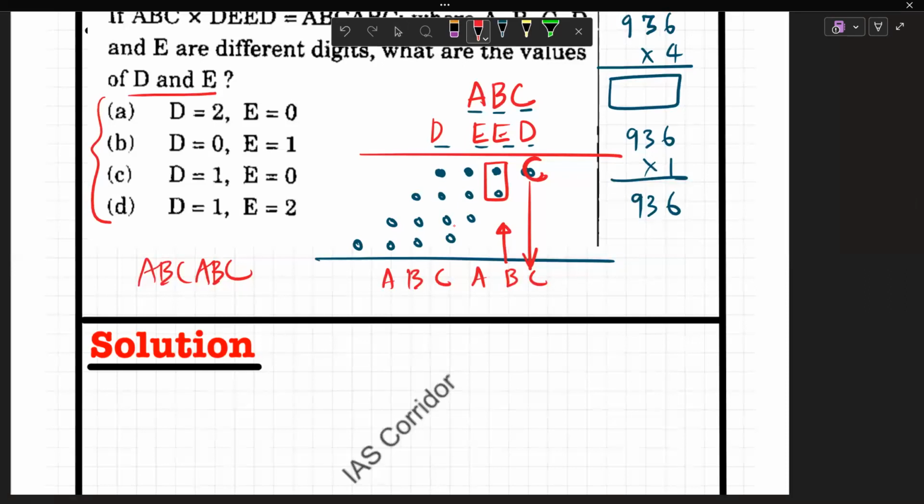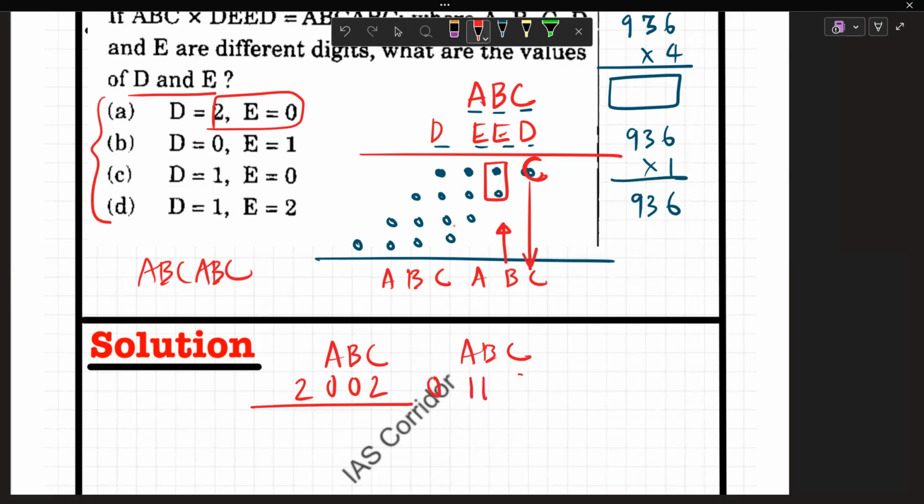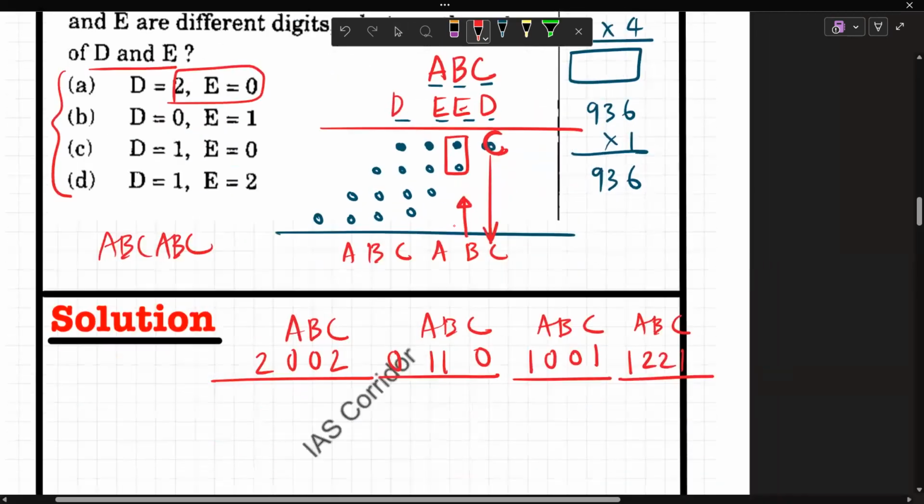Now let us go to the question. If the question is ABC, you have to see the options. The options are 2002. Another option is 0110. Another option is 1001. Another option is 1221. In some cases, you have to use the option methods. You have to use the option method.